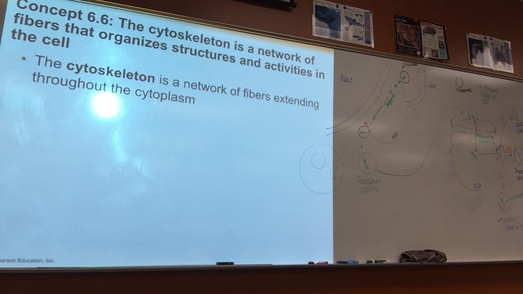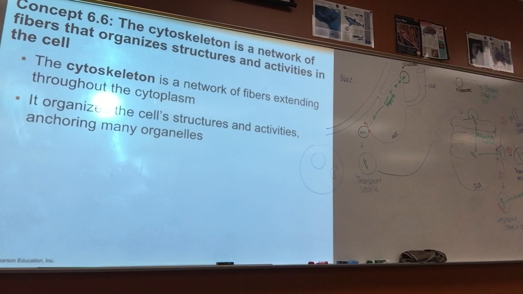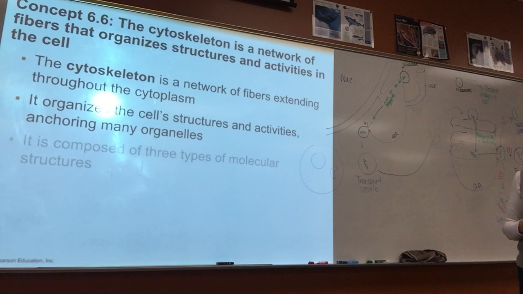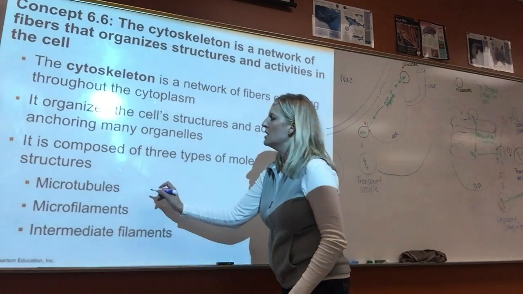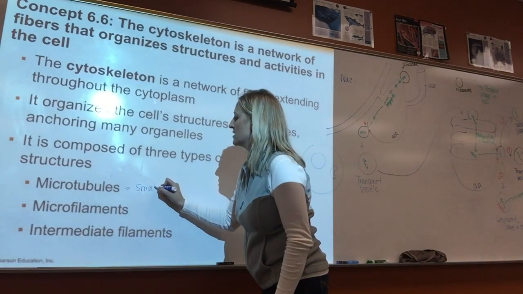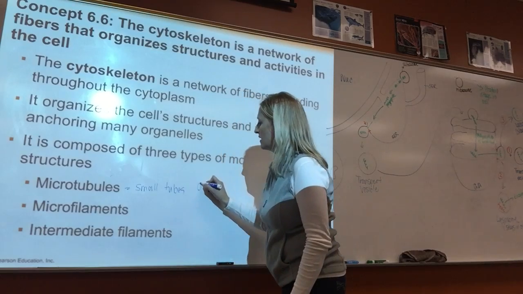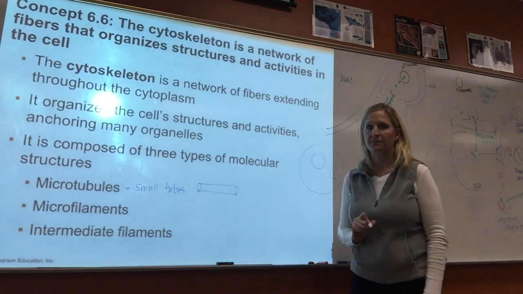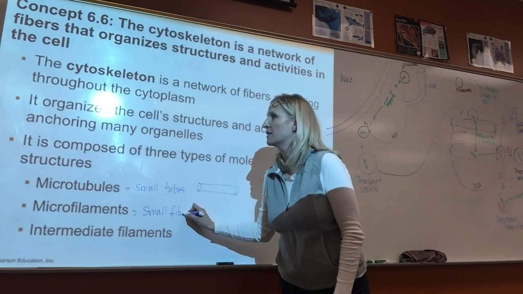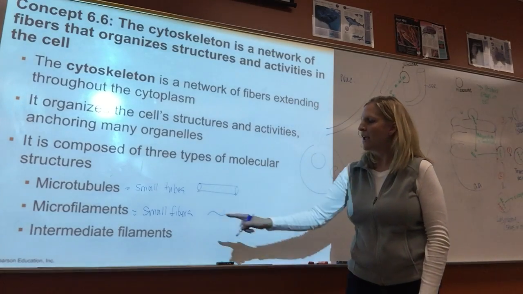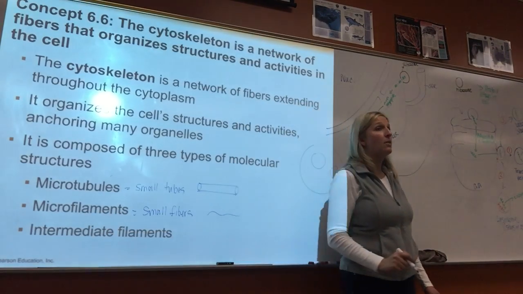So the cytoskeleton is a network of fibers throughout the cytoplasm, and it helps to organize the cell's structures and activities, anchor some organelles, and there's three structures. There's what we call microtubules, microfilaments, and intermediate filaments. Let me talk about these words here. Micro means small, so these guys are small tubes. So really, they're microscopic tubes. These guys are small fibers. They're very thin. Intermediate means that it's not quite as small as micro.